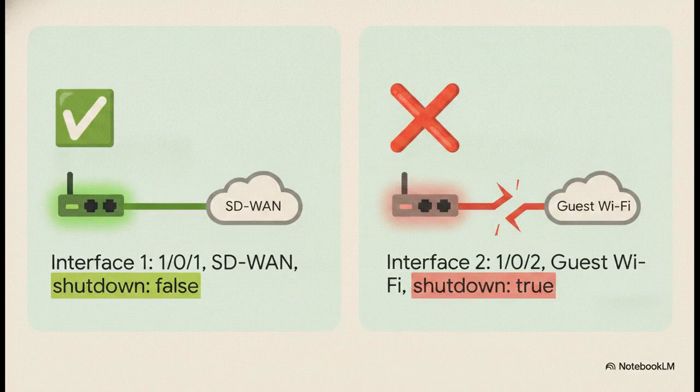And this brilliantly illustrates how raw syntax becomes live network state. Look at the data pulled right from that array. Interface 1/0/1 has a description of SD-WAN, and its shutdown status is false, meaning it's live and active. Just below it, interface 1/0/2 for the guest Wi-Fi has shutdown set to true. No more manually parsing through giant messy walls of CLI text. Your script just reads the keys and instantly knows the exact operational status of the hardware.